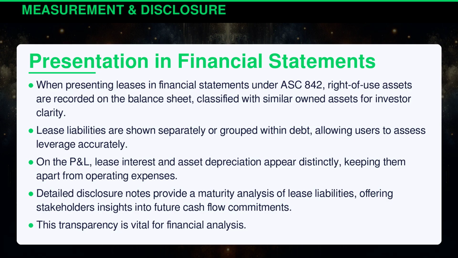When presenting leases in financial statements under ASC 842, right-of-use assets are recorded on the balance sheet, classified with similar owned assets for investor clarity. Lease liabilities are shown separately or grouped within debt, allowing users to assess leverage accurately. On the profit and loss, lease interest and asset depreciation appear distinctly, keeping them apart from operating expenses. Detailed disclosure notes provide a maturity analysis of lease liabilities, offering stakeholders insights into future cash flow commitments. This transparency is vital for financial analysis.